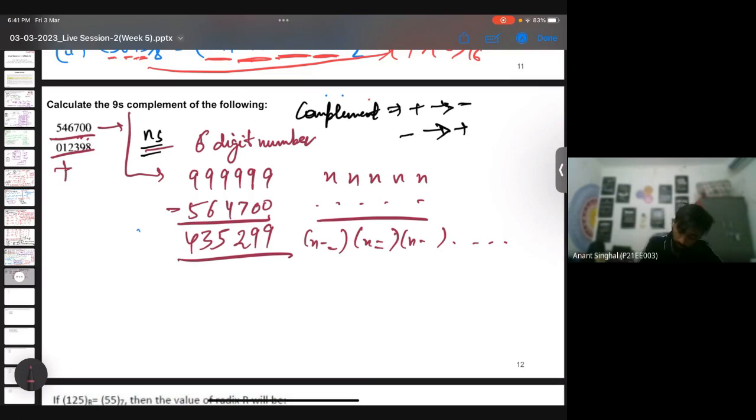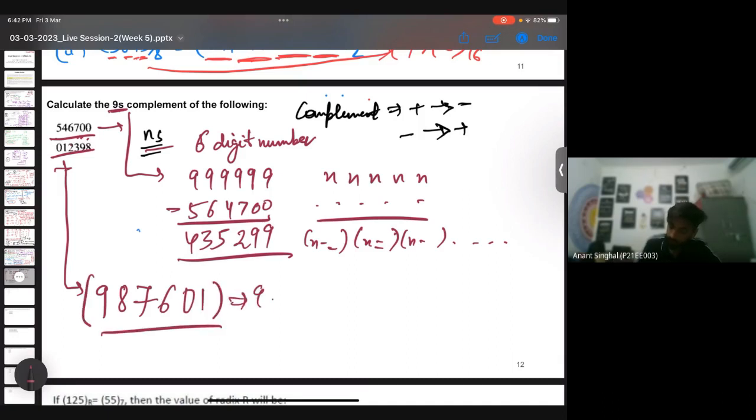So if I try to convert this now, we just need to subtract every digit from the number given. So the 9's complement is given: 9 minus 0 will be 9, then 9 minus 1 will be 8, then 9 minus 2 will be 7, then 9 minus 3 will be 6, then 9 minus 9 will be 0, and then 9 minus 8 will be 1. So this is the 9's complement of 0, 1, 2, 3, 9, 8.